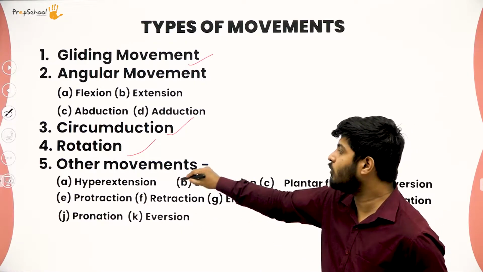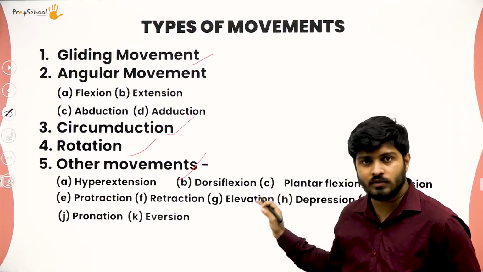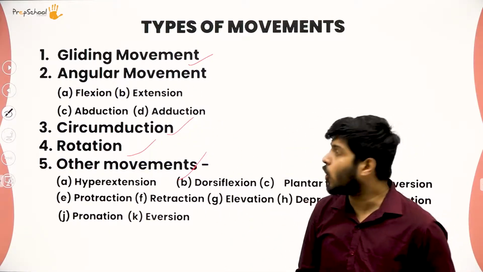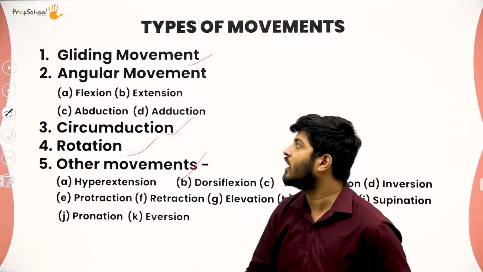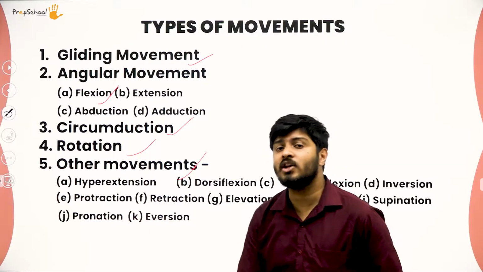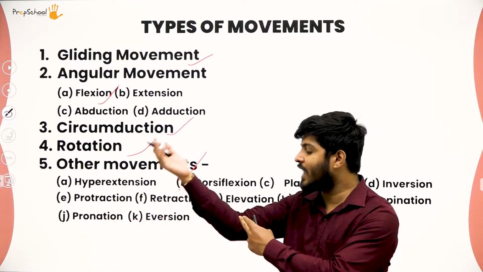And then you have other movements, hyperextension and dorsiflexion. But before getting into all of those other movements, let's go back to the angular movement and see what things are there. When you talk about flexion, what do you mean by flexion? Flexion is that kind of angular movement where you are bending the parts at a joint. For example, I have my hand, so I am bending this hand over here.